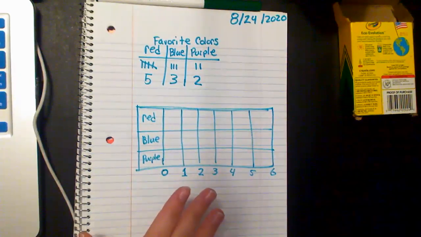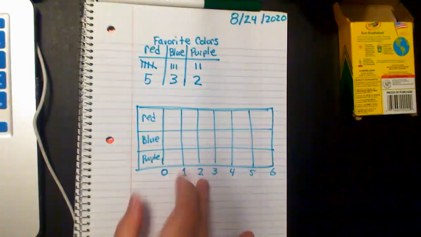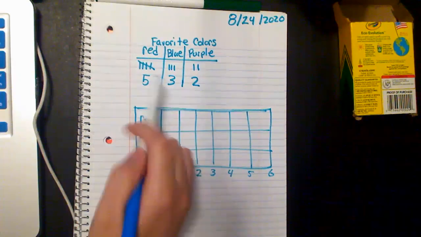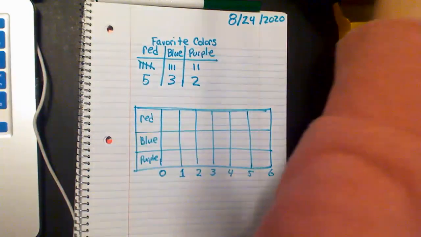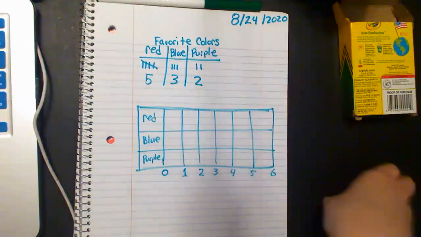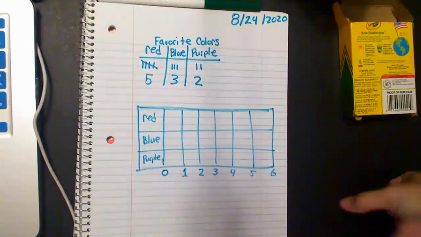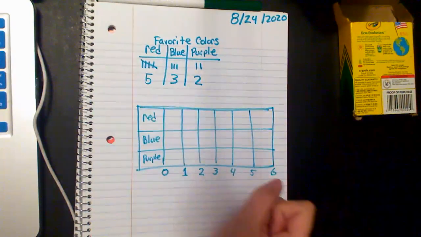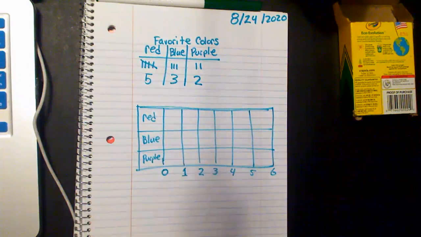It's going to be a bar graph based off of the information we have up here. So I'm deciding to do a bar graph. You could do a picture graph, but bar graph is a little easier when you do colors. If you're going to do animals or sports or something, like a topic, then I would suggest using pictures. But for this one, we're just going to be doing a bar graph.